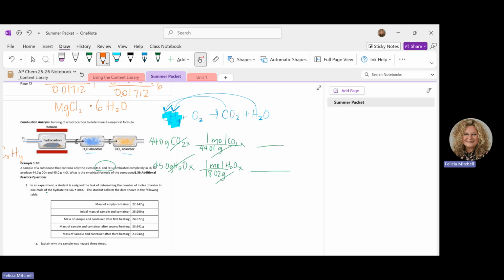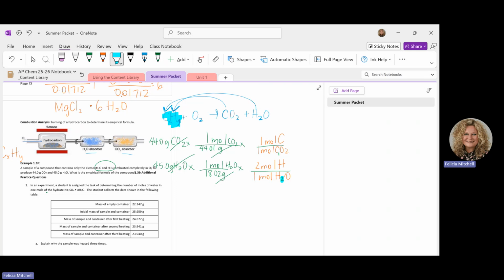So now I can do this. If I have 1 mole of CO2, there's 1 mole of C in that. Remember, there's an imaginary 1 right there, and they're in a 1-to-1 ratio with each other. And if I have 1 mole of H2O, there are 2 moles of H, because of that 2 right there. Now I'm doing good. I've gotten to the C and the H, which is the meat of the problem and what I'm actually trying to solve for.